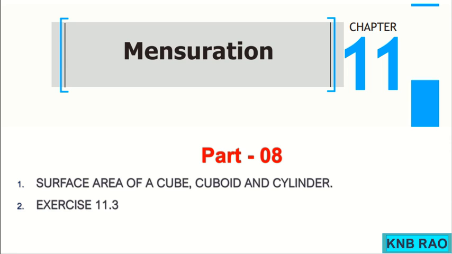Students, this is part 8 of the chapter Mensuration. In this part 8, we will do revision of surface areas of solid shapes such as cube, cuboid and cylinder. Later we will go for solving some example questions on this concept, and further we will solve some questions of the exercise 11.3.